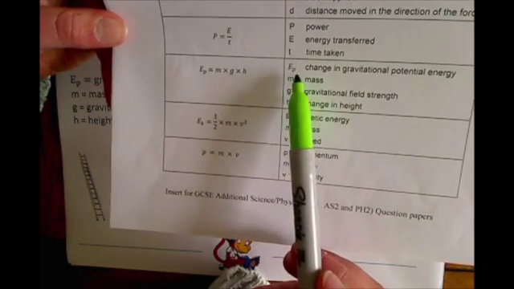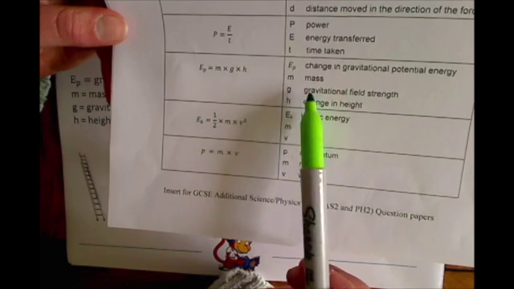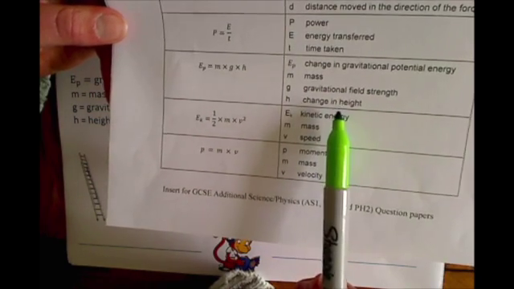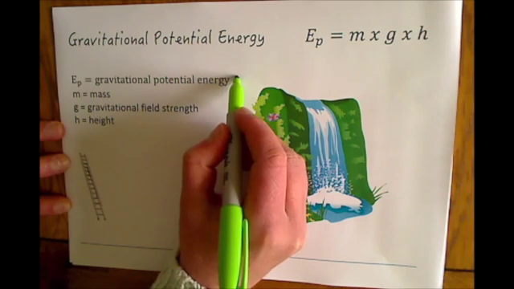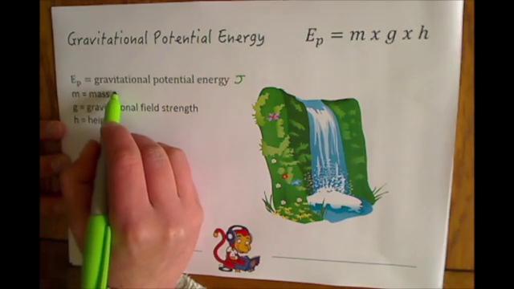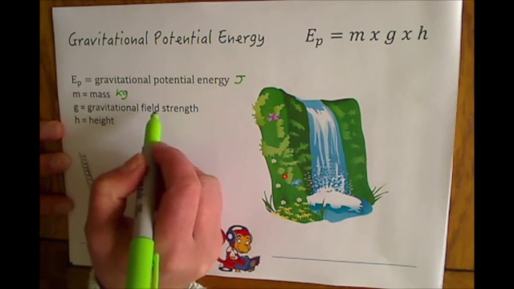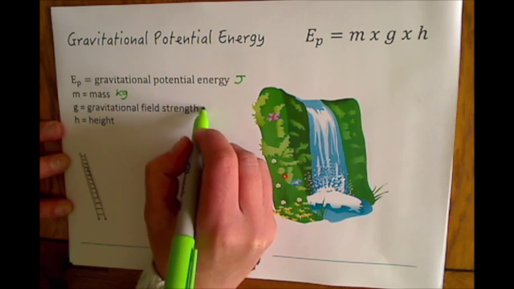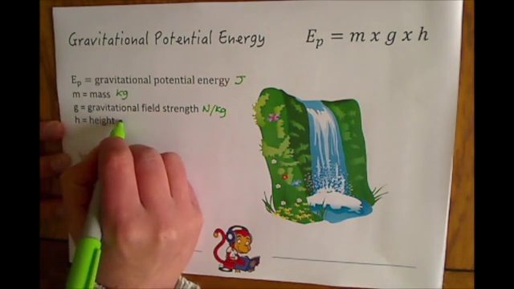So EP is the change in gravitational potential energy, m is mass, g is gravitational field strength, and h is a change in height. What you do need to remember, however, are the units. Like all types of energy, gravitational potential energy is measured in joules. The standard unit for mass is kilograms, so watch out if it's in any other unit. G is gravitational field strength, measured in newtons per kilogram, and h is height in meters.